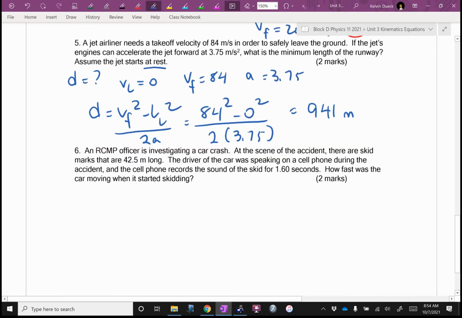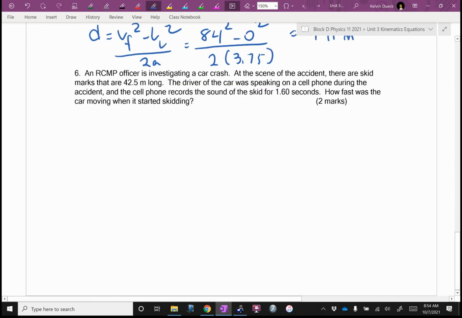Number 6. Ooh, what's number 6 asking me to find? I see the how fast, a velocity. Which velocity? Because this is a car accident, Zach. What's V final in a car accident always? 0. That I can assume. So VI equals question mark. I know VF is 0. Looks like I see a D of 42.5. I see a time of 1.6.